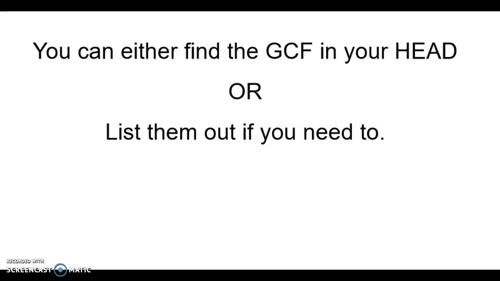Remember, here's just a hint. You can either find the GCF in your head. If you know your multiplication facts, you can probably think of those factors in your head and find the biggest one that they share. Or if you need to, list them out. If you're not quite sure, start listing out the factors for each of the numbers until you find one that they share.